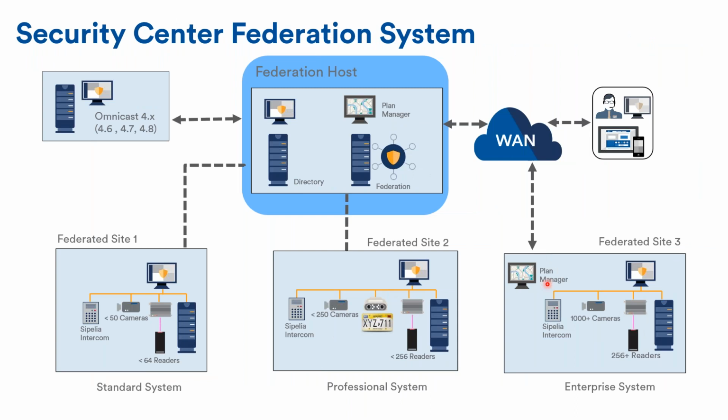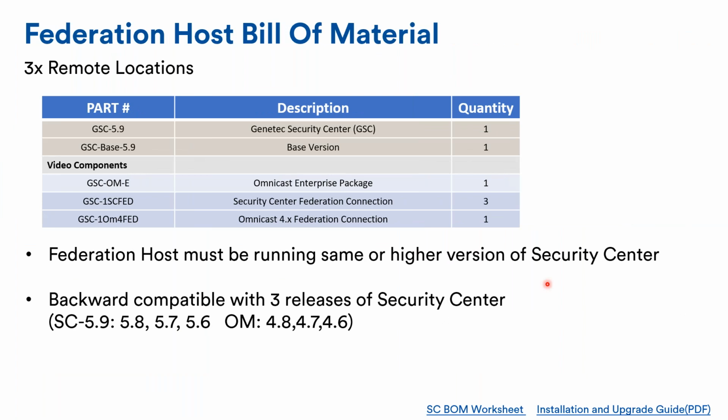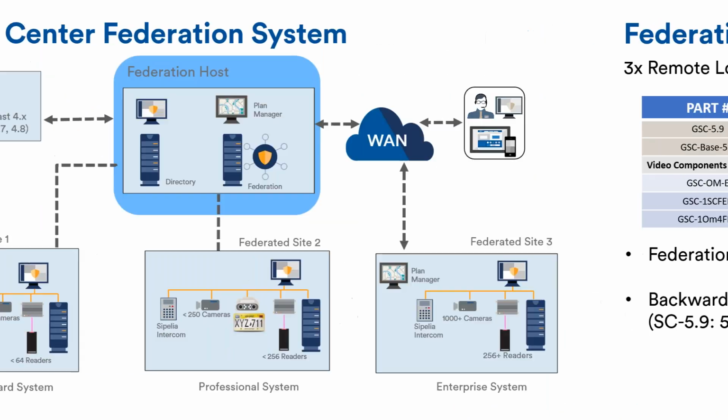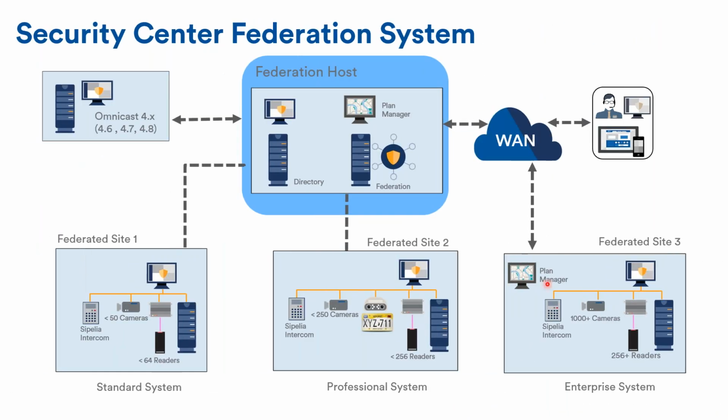Now, moving on from there, let's say, for example, we wanted to have a server for hosting Federation. So for Federation, we would need to, first of all, know how many sites you're going to be federating into. So in this previous diagram that you're seeing over here, we have 3 federated sites: the standard system, which is a small installation environment, the professional system, and the enterprise system. And we want to federate them to one central location.